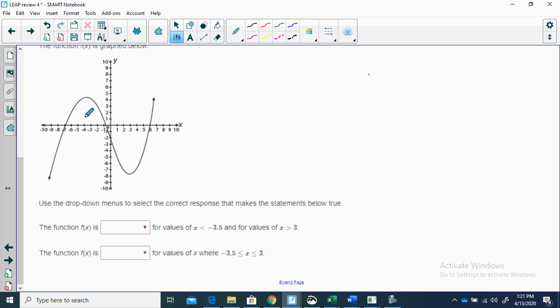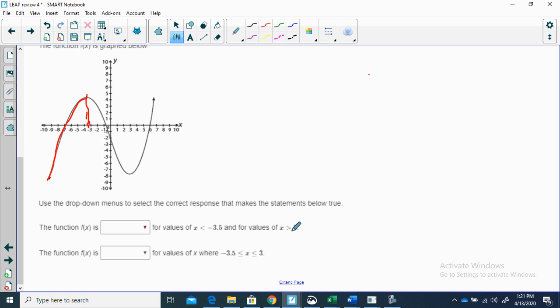X is less than -3.5. Here's our x-axis. Let's find -3.5. -3.5 would be right about here. So we're talking about anything that's less than that. We're talking about this part of the curve, right there. As I'm going from here to here, see that part of the curve's going up.